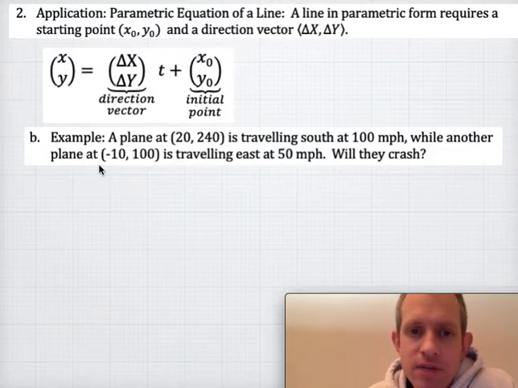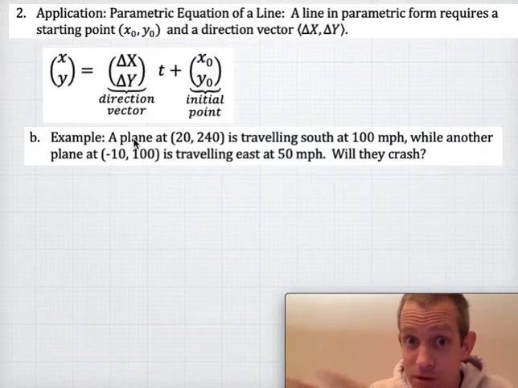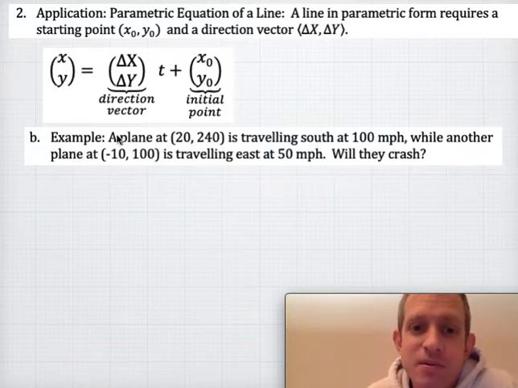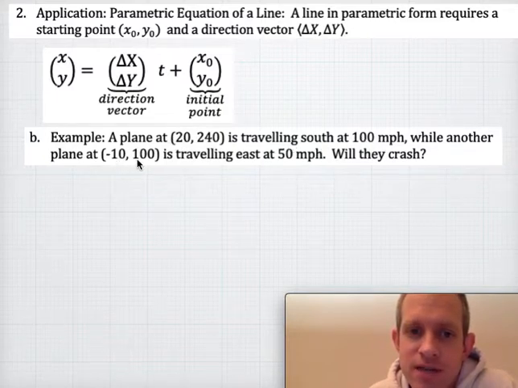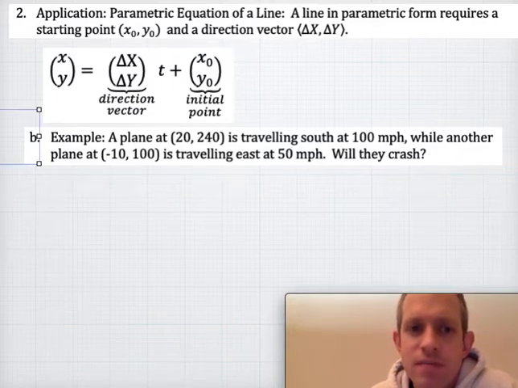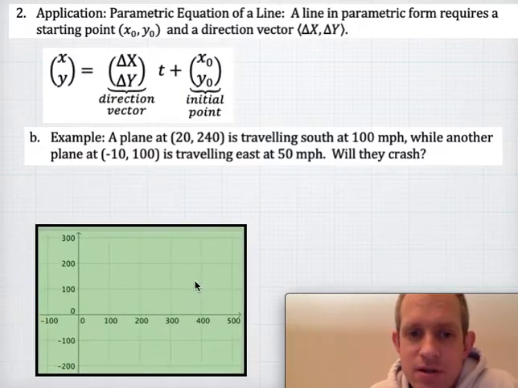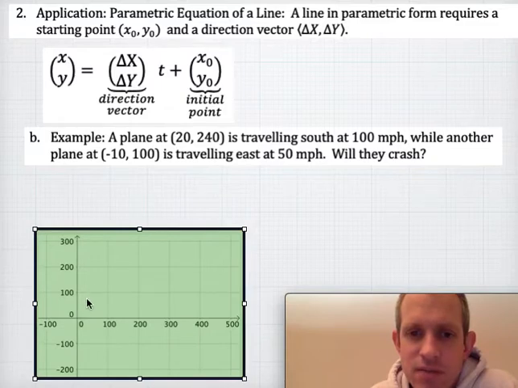Let's look at another application. So here we've got two planes that are traveling. This is an actual airplane as opposed to the three-dimensional flat surface plane. And so if an airplane starts at 20, -240 and is traveling south at 100 miles per hour, and another starts at -10, -100 and is traveling east at 50 miles per hour, the question is, are they going to crash, right? Are they heading in the same direction? Where are they at any given point in time? There's lots of reasons why we might want to look at this.